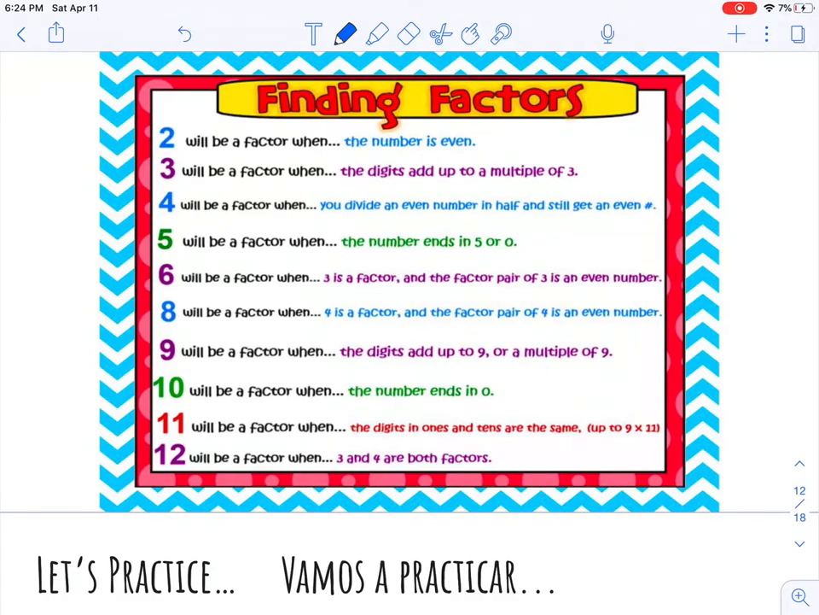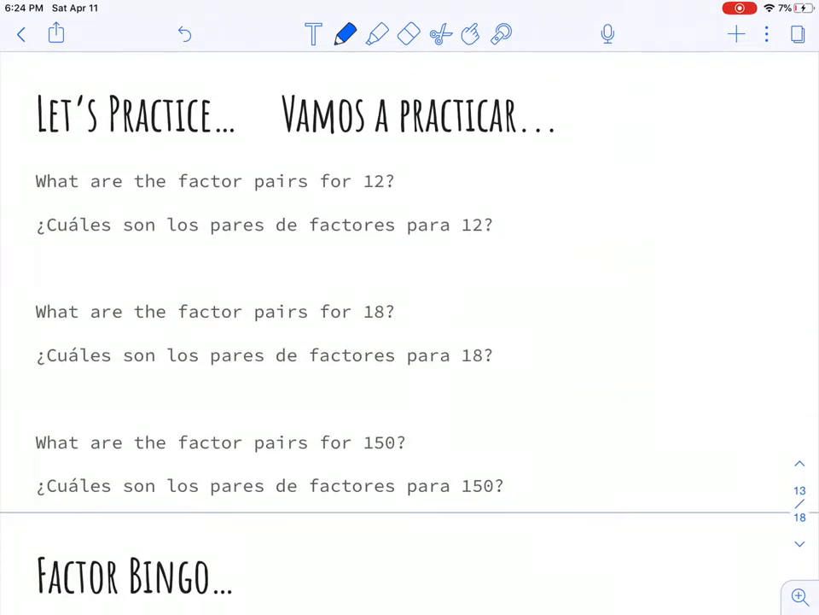6 will be a factor when 3 is a factor, and the factor pair of 3 is an even number. 8 will be a factor when 4 is a factor, and the factor pair of 4 is an even number. 9 will be a factor when the digits add up to 9, or a multiple of 9. 10 will be a factor when the number ends in 0. 11 will be a factor when the digits in the 1s and 10s are the same, up to 9 times 11. And 12 will be a factor when 3 and 4 are both factors. That's just something you can go back to and review if you're wondering, could this number be a factor of the number I'm looking at?